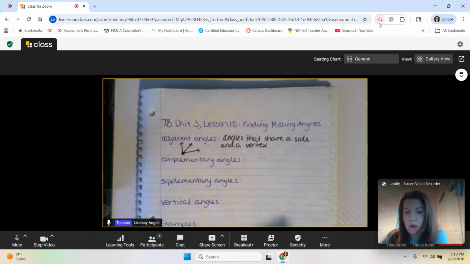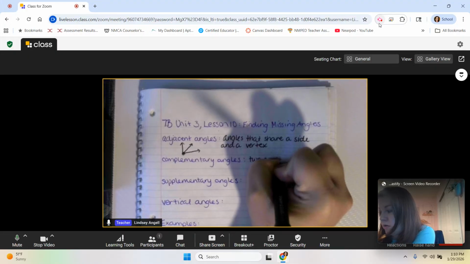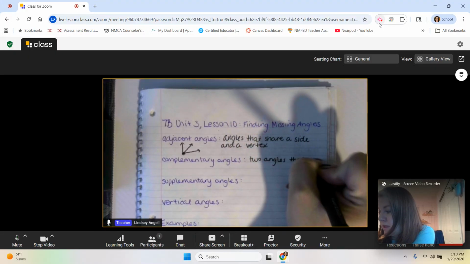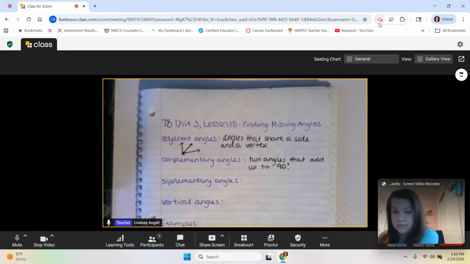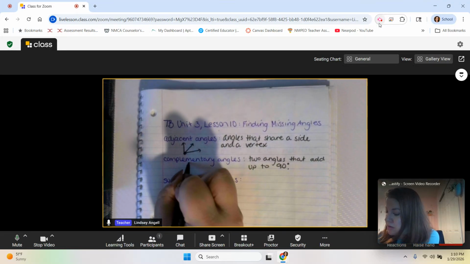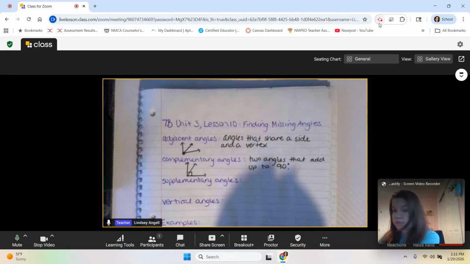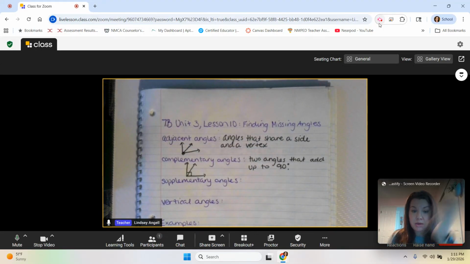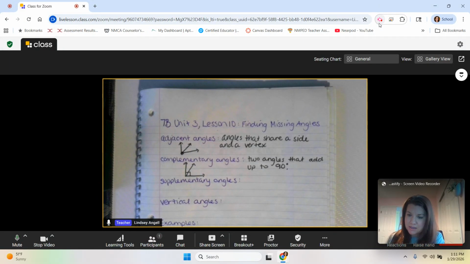Okay? Complementary angles are two angles that add up to 90 degrees. Okay? So two angles, let's draw a 90-degree angle and we'll split it up into two. Right? So in this case, there's two complementary angles, and we know that they're making a right angle or a 90-degree angle because of that square. Okay? It's like saying that it's a square corner, right?